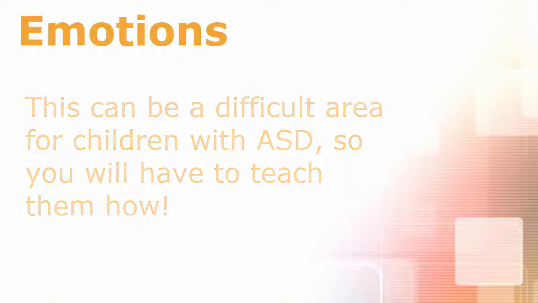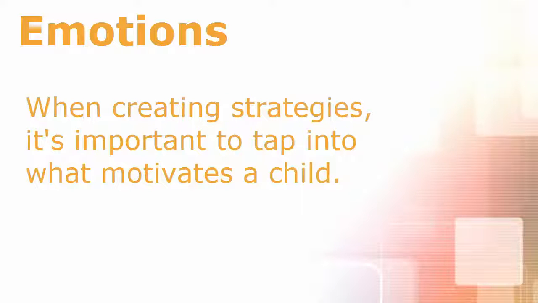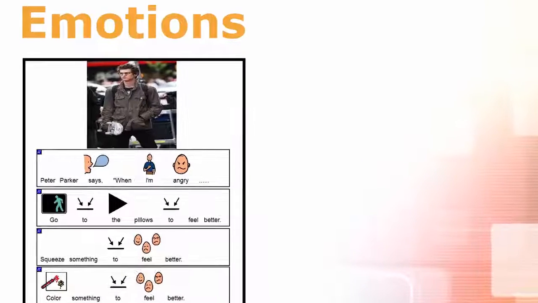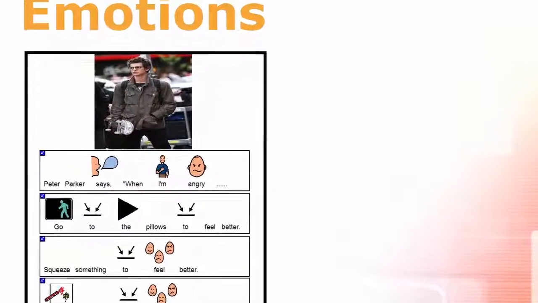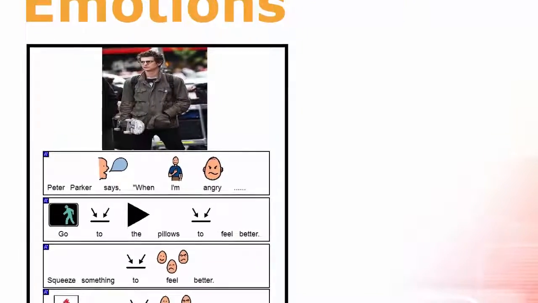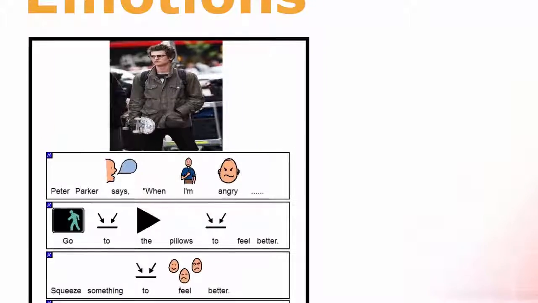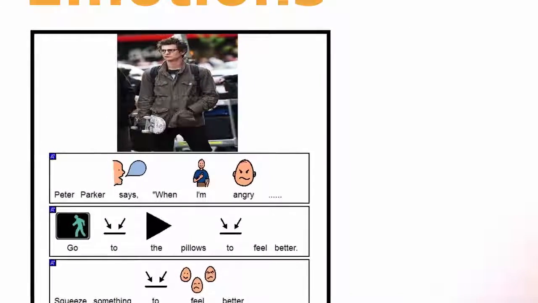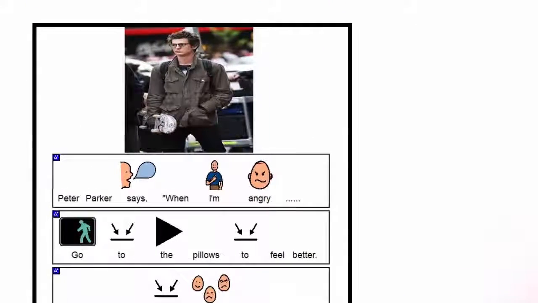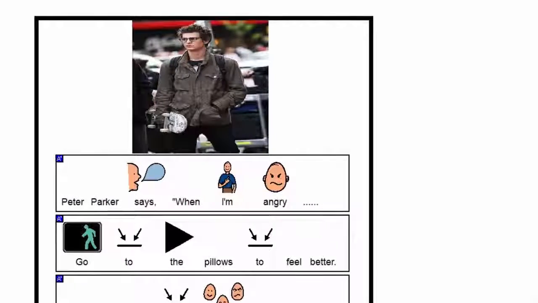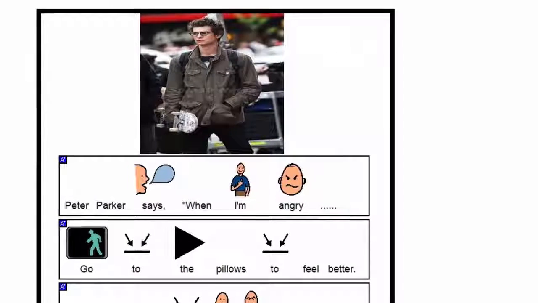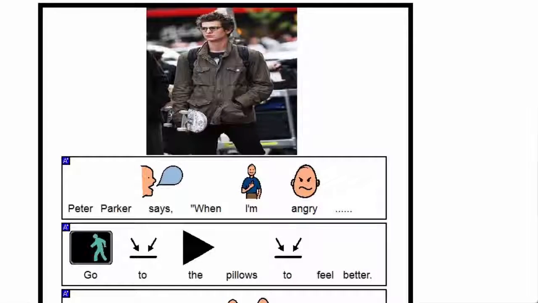Remember, this can be a difficult area for children with ASD, and so you will have to teach them how to do this. When creating strategies for emotional regulation, it's important to tap into what motivates a child. In the photograph seen here, the child is clearly motivated by Spider-Man, as the character in the child's story is Peter Parker. Notice how this visual includes information for the child to practice as he learns how to regulate his own emotion, while also using his interest in Spider-Man.